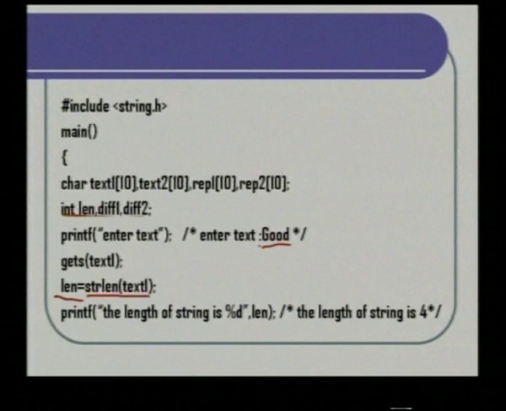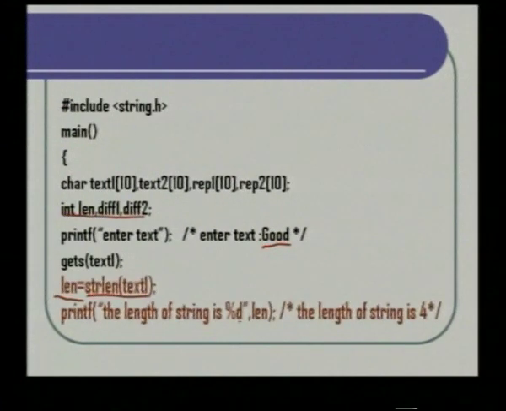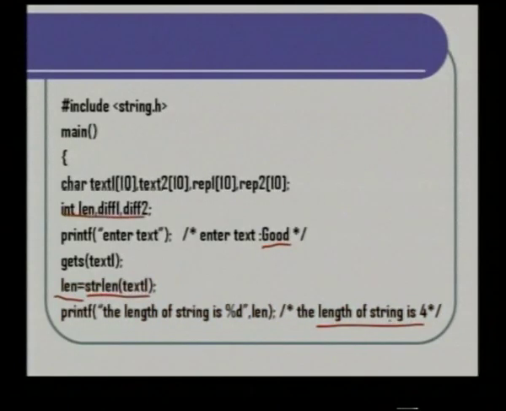So the length of this will be 4, that is entered into this len. So now len contains the value 4. Then I am printing the length of the string %d, len. So this will be the output, length of the string is 4. This is one of the easiest operations done using the string functions.